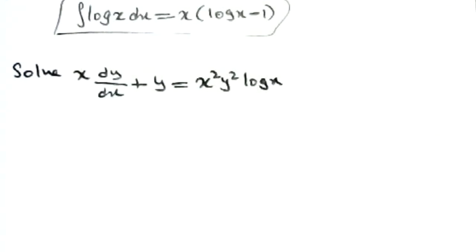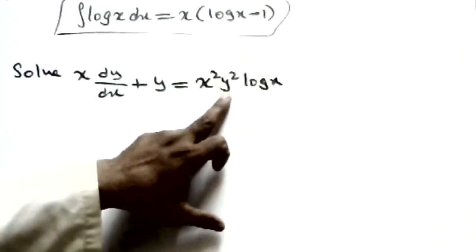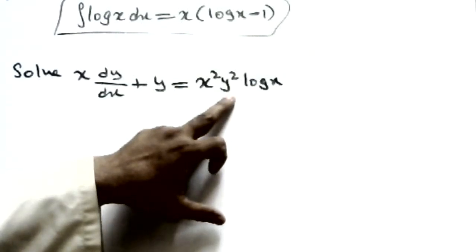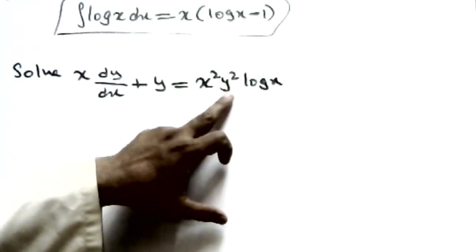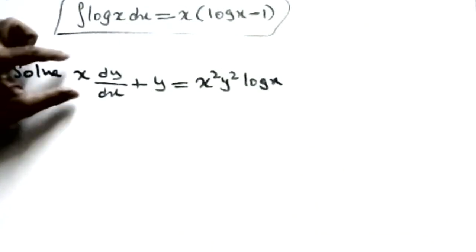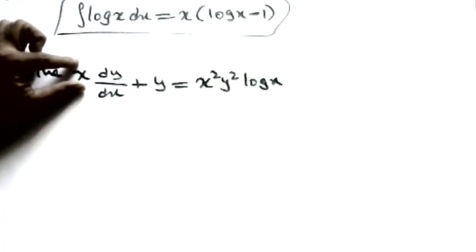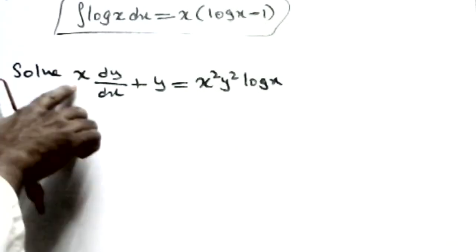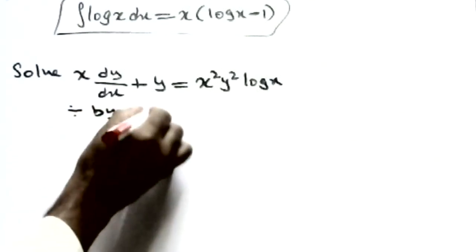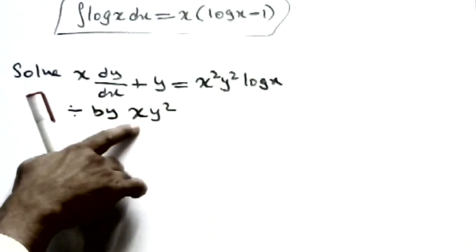So let me start the question. x dy by dx plus y equals to x square log x. How to start? Whatever we are having y here, we have to divide each term by y square. Secondly, in Bernoulli's equation, we should not have x here, so we have to remove this also. Therefore, divide by x y square.